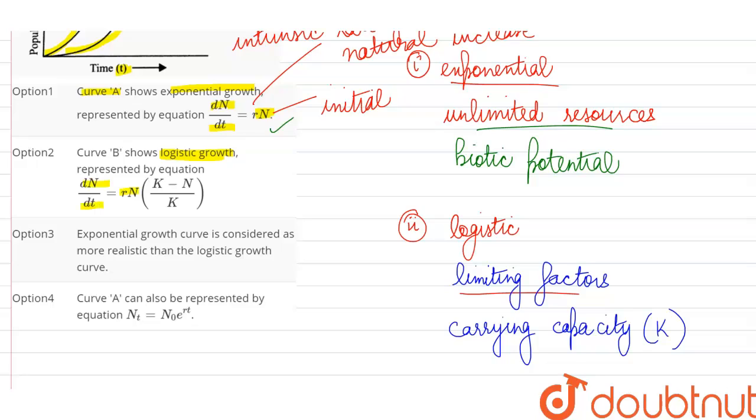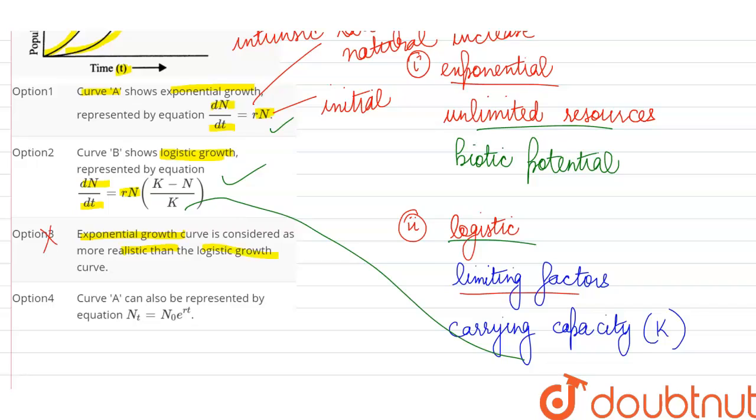dN/dt = rN, and we have to consider this factor over here, because carrying capacity is something that we have to keep in mind in the logistic growth model. Again, correct statement. Then they are saying exponential growth is considered more realistic than the logistic growth. Now this statement is incorrect.